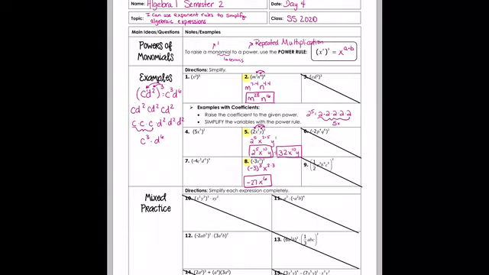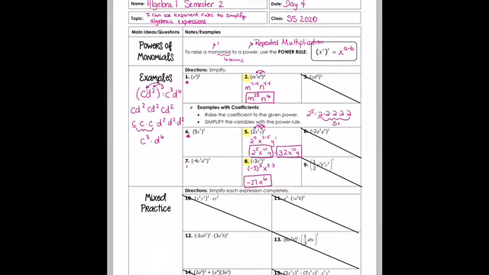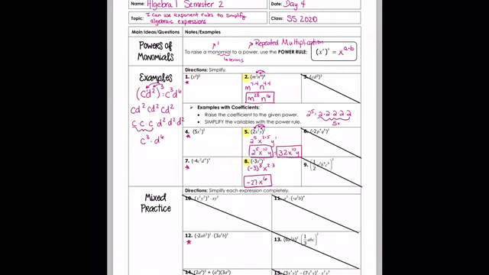Okay, there are 4 problems on this page that you're expected to complete. Problem number 1, number 4, 7, and 12. That's the independent practice for powers of monomials. You can either pause the video now and do that, or you can come back after completing the rest of the notes.